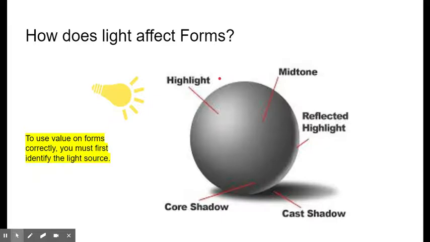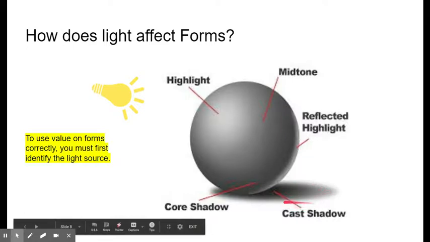Now I want you to imagine if this wasn't a ball here and you were standing right here. If you were standing right here, where would your shadow be if the light was shining on you? Right, it would be behind you. That's called a cast shadow.